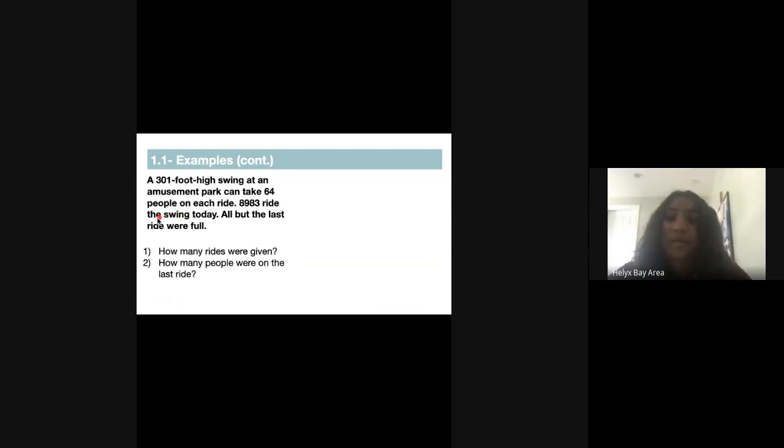And our next real-life application problem is there's a 301-foot-high swing at an amusement park. Amusement parks are very fun, and it can take 64 people on each ride. 8,983 people ride the swing today, but at the last ride, the ride was full. So we're trying to figure out how many rides were given in total and how many people were on the last ride. So to find the rides, we divide the number of people by 64, and to find out how many were on the last ride, we just use the remainder because that gives us how many people were remaining.